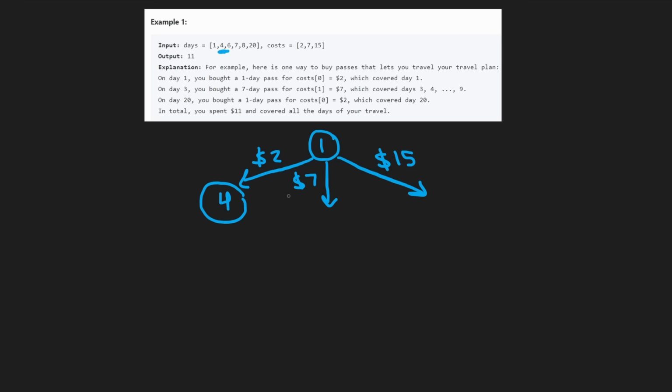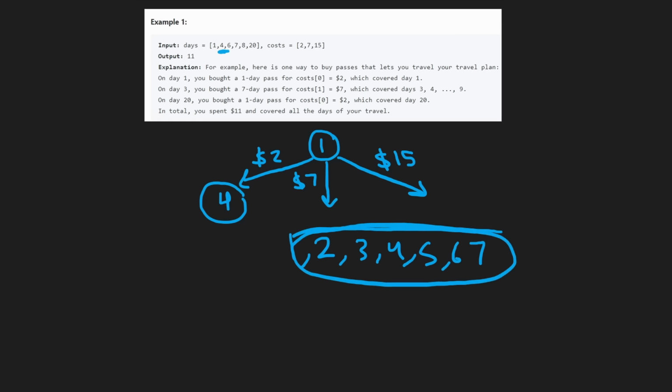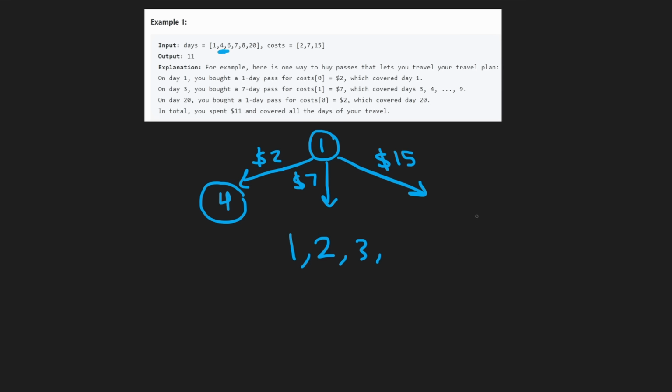Because we purchased a 7-day pass, that means we traveled on day 1, we can travel on day 2, 3, 4, 5, 6, and 7, right? So basically we have a travel pass that can cover these days, but we can't cover day 8 and beyond, right? If we want to go to day 8, 9, 10, we can't cover that with a 7-day pass. So we'll have to purchase another pass. So that's what I'm getting at over here.